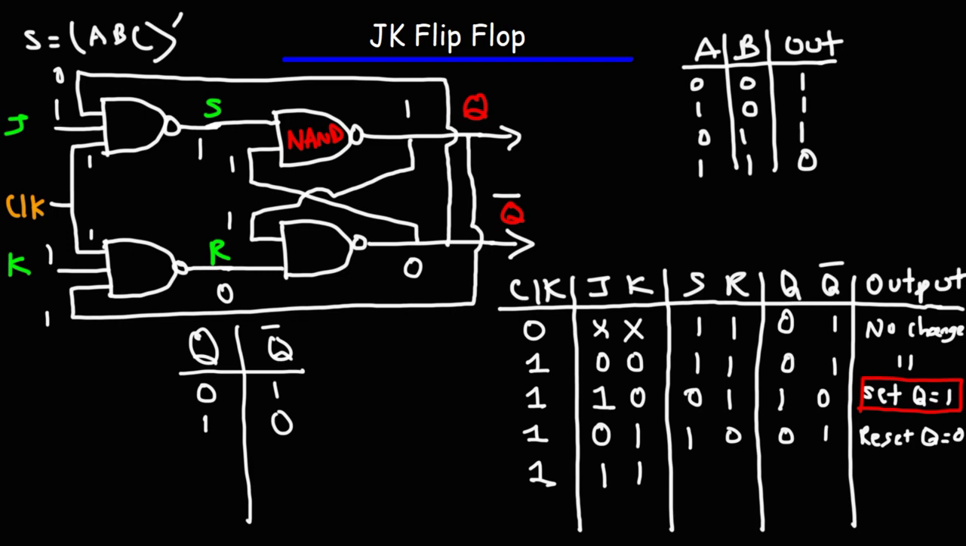Now because S and R change, that's going to change the value of Q and Q bar. So at this instant, when Q is 1 and R is 0, that's going to make Q bar 1. And now here Q bar is 1, S is 1, that's going to make Q 0.